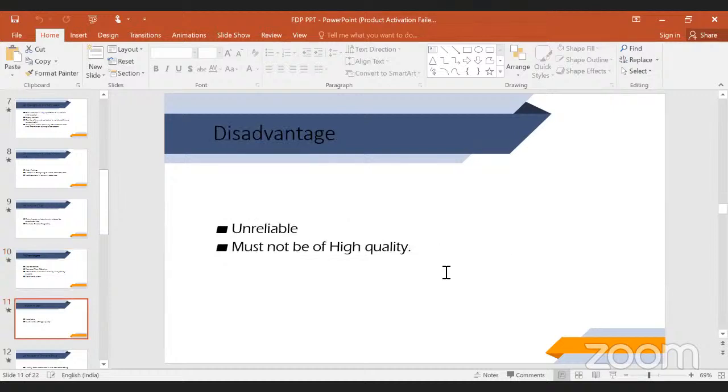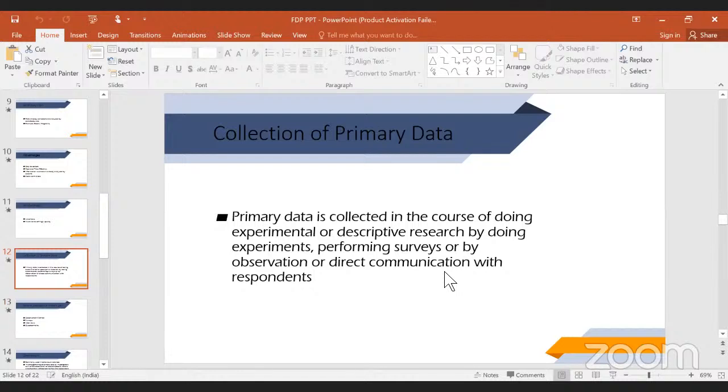Disadvantage: unreliable. It is unreliable because most of the time we can't trust the data that has already been collected by somebody else, and it is not of that high quality.